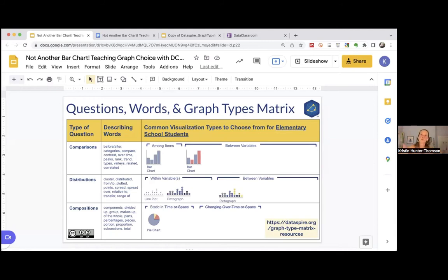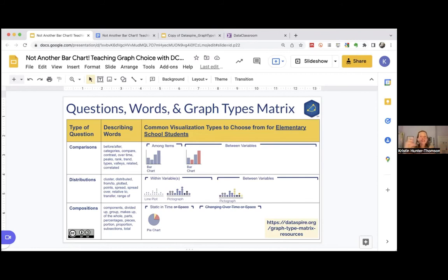So we can get at this when our students are graphing their own data. They can look at this and ask, okay, what type of question am I asking? Then, what row am I on for the type of graph that I need to use? Now, they still need to make a choice of which graph type to choose. That's a key part. They are part of the choosing process.